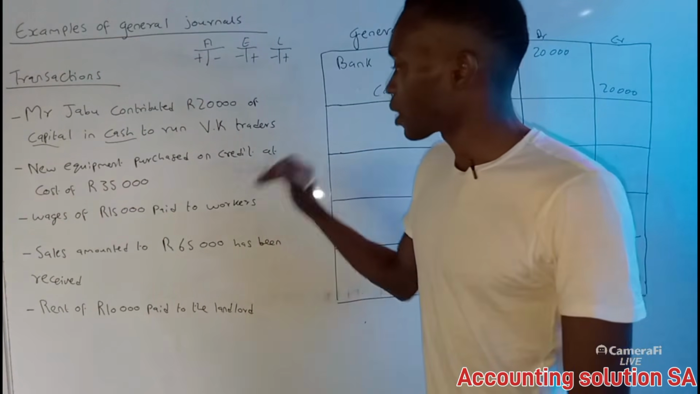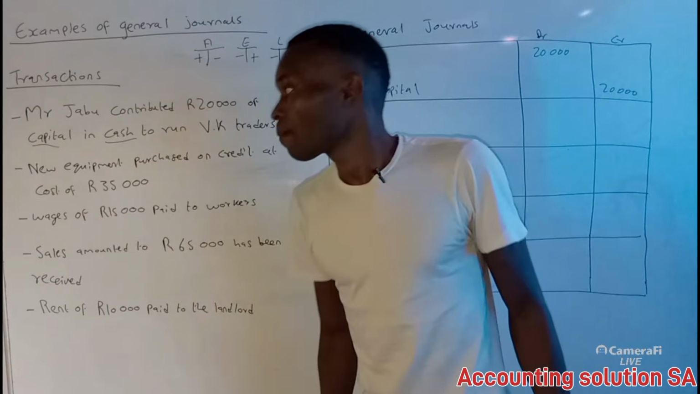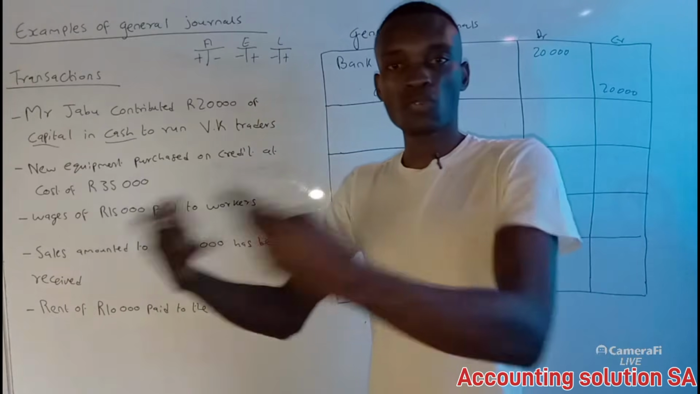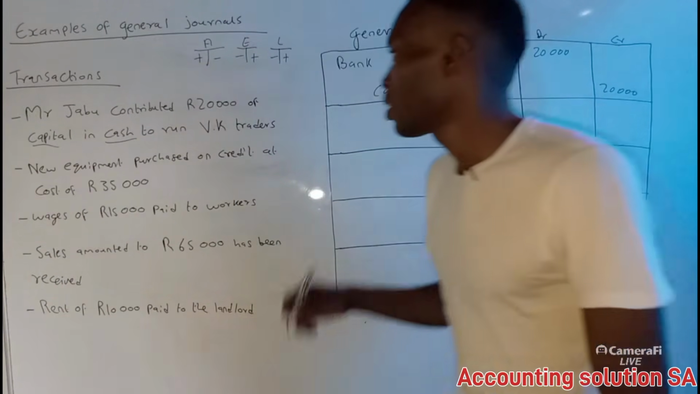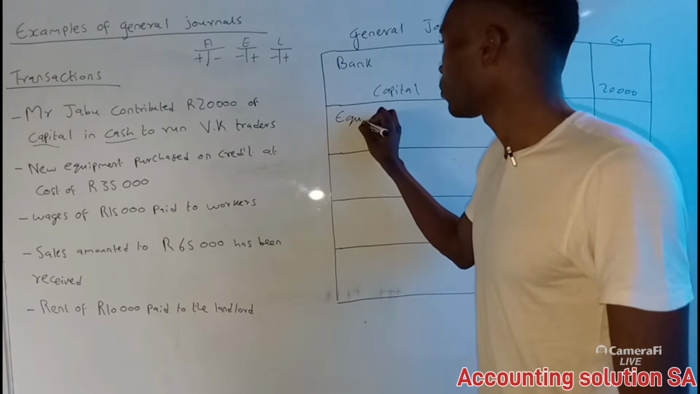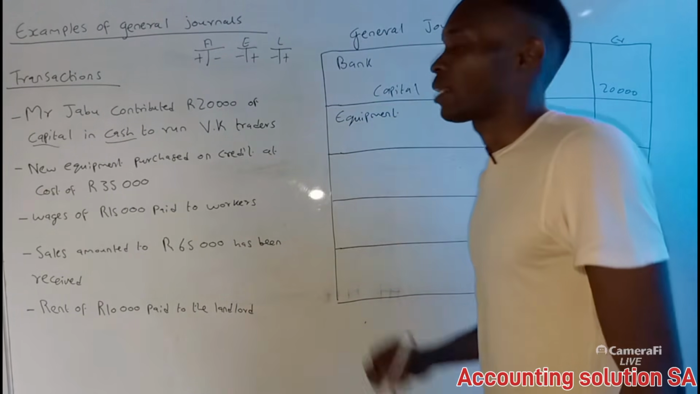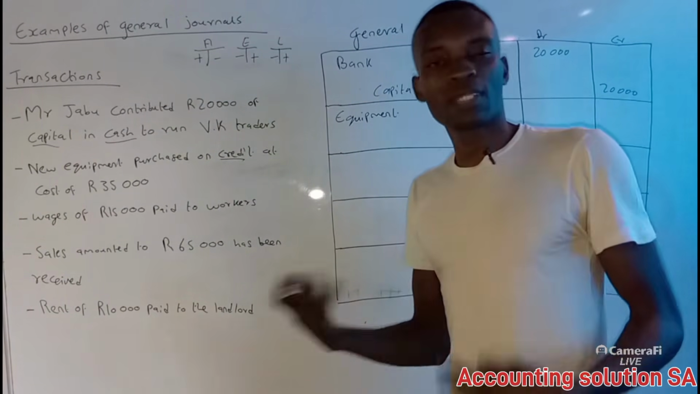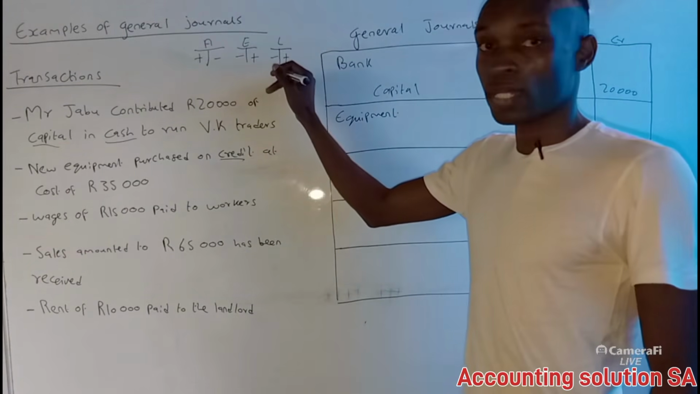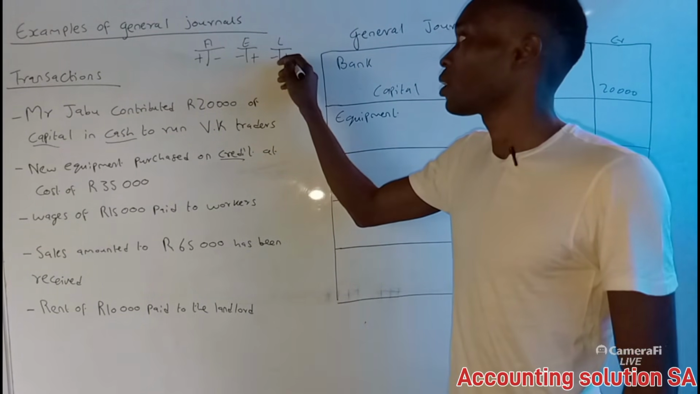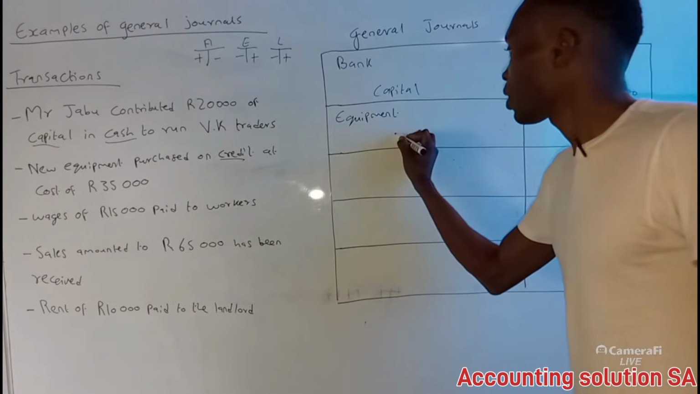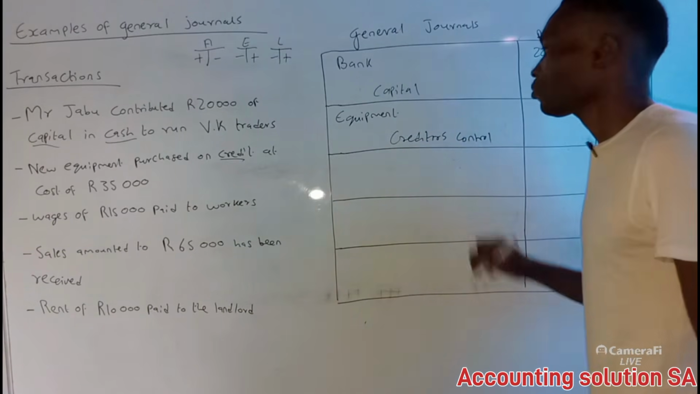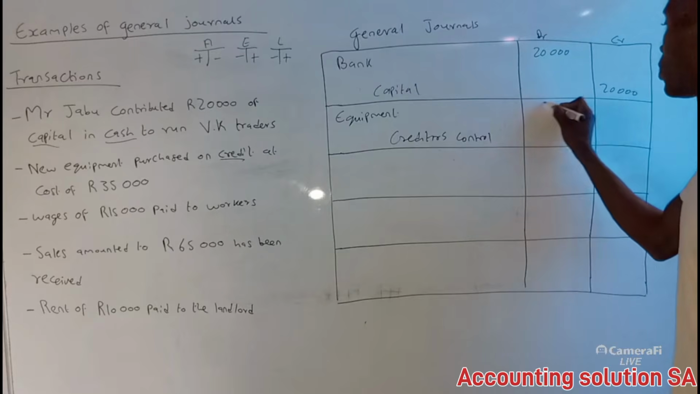New equipment purchased on credit at cost of 35,000. We bought equipment. Equipment is an asset. Is it increasing or decreasing? Is it going out or in? It's going in, which means that it's a plus. Our equipment will come on the debit side, which means that the rest is going to be a credit. We purchase on credit, we didn't pay, which means that we raise liability. Liability is going to increase, which means that we have to credit creditors control. Very simple, guys. Okay, so the amount is 35,000.